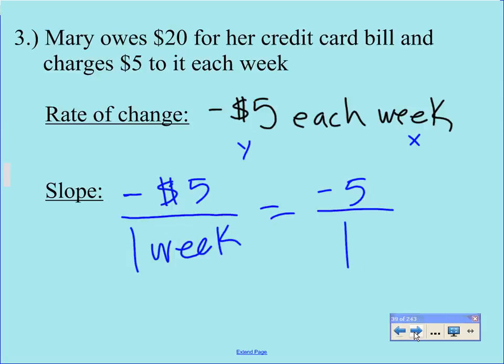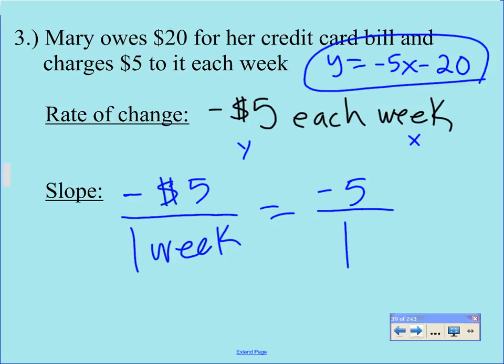The slope here, whenever we wrote our equation, it was y equals negative 5x minus 20. Your slope is always next to what in an equation? What is the slope always next to? Look at that equation that I just wrote. That's what we wrote when we set up our scenario. How is the slope related to this?